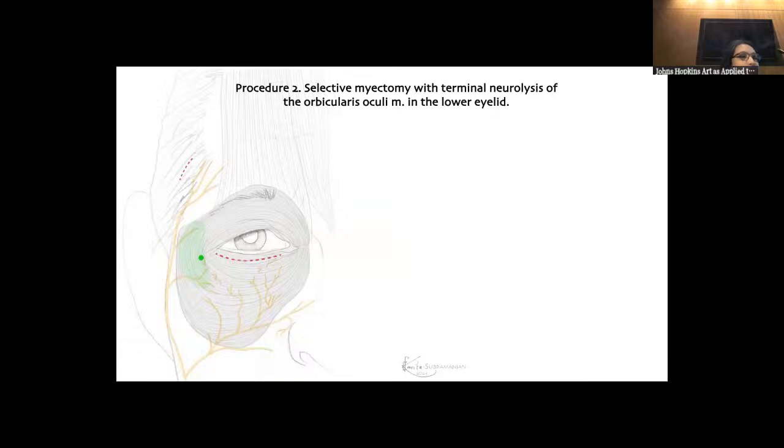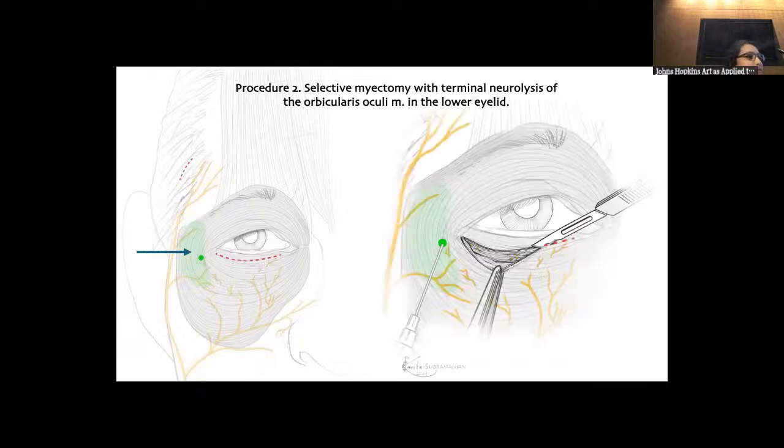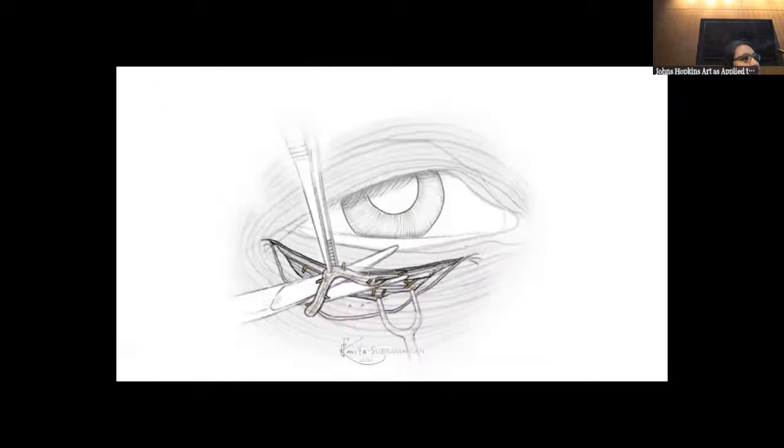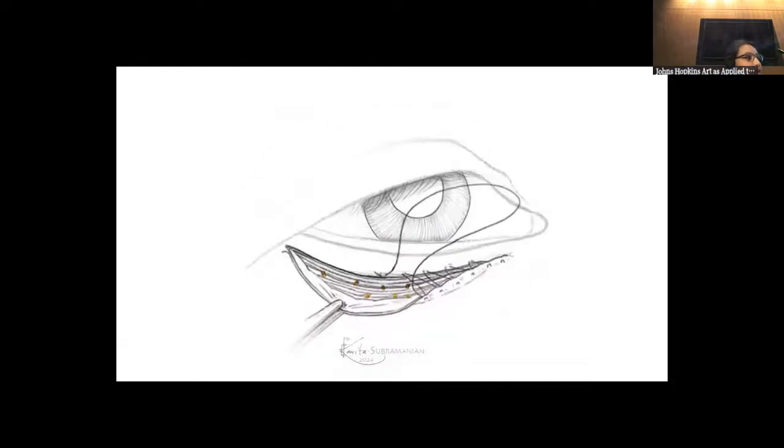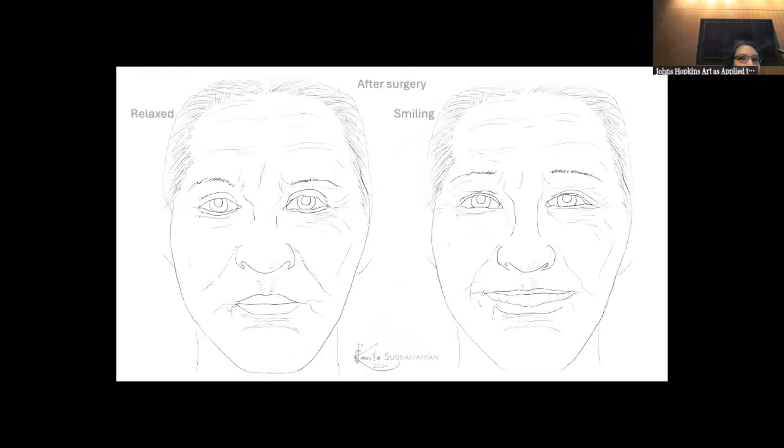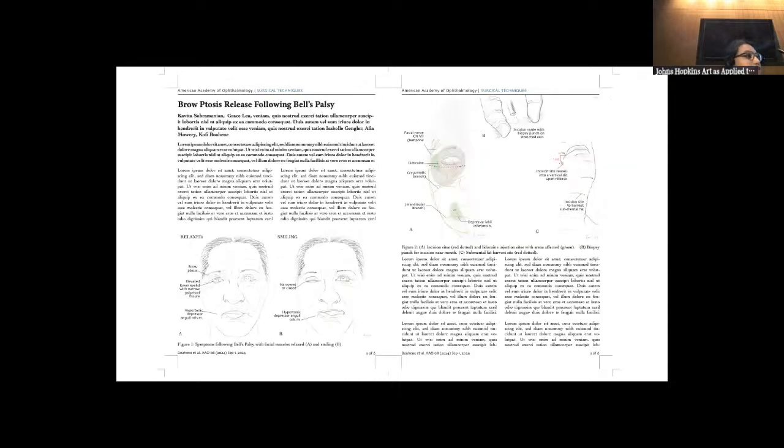In the second procedure, after the injection of lidocaine, a subciliary incision is made to access the terminal branches of the nerves of the orbicularis oculi. The muscle is isolated from the skin and fascia. A section of muscle, 1/8 of an inch wide, is excised and a cautery used at the end for hemostasis. The skin incision is then closed with plain gut sutures. The symptoms of Bell's palsy are alleviated as a result of the procedures as shown in these post-surgical illustrations. These illustrations are designed for a hypothetical journal.